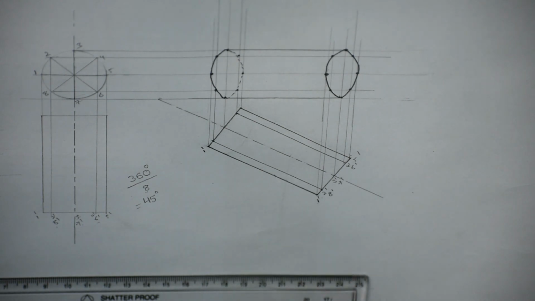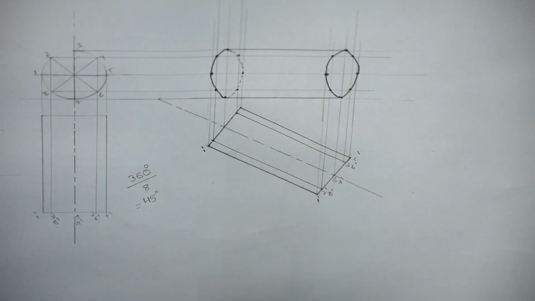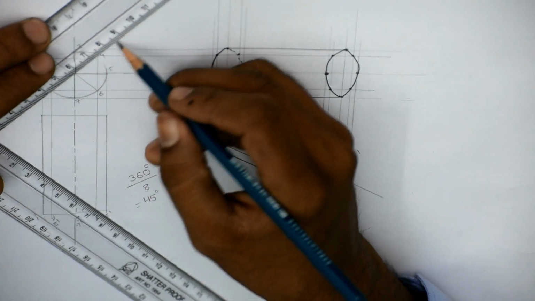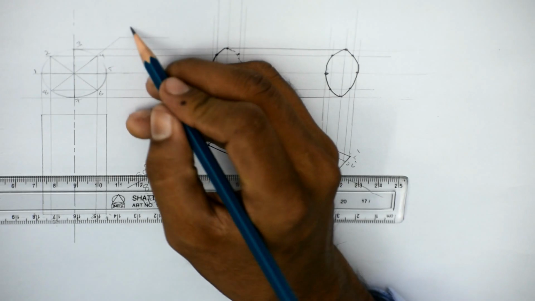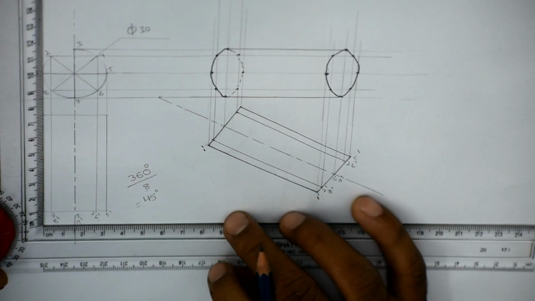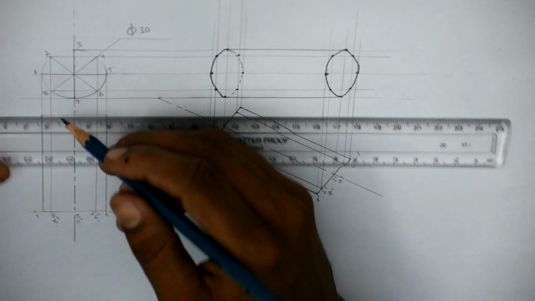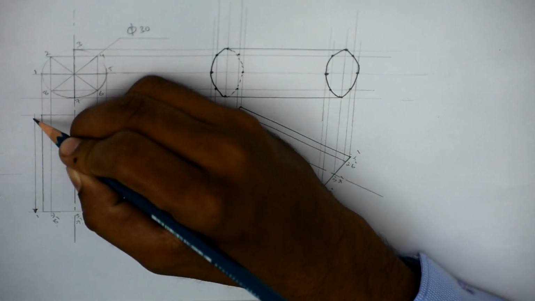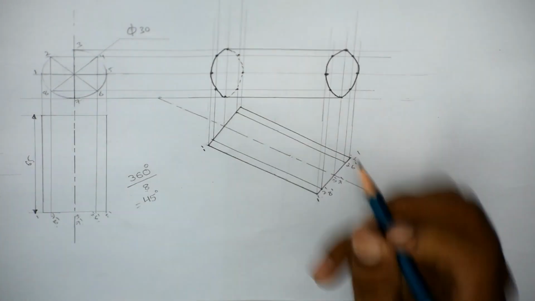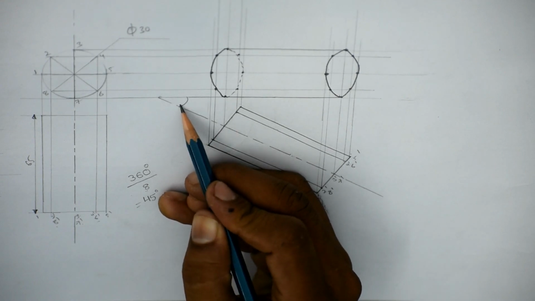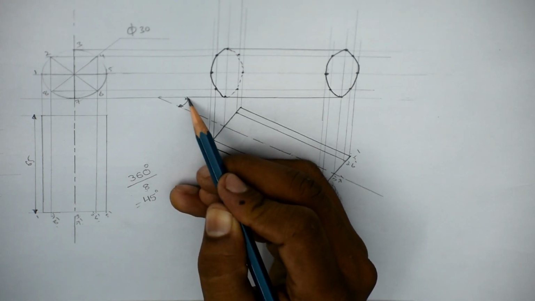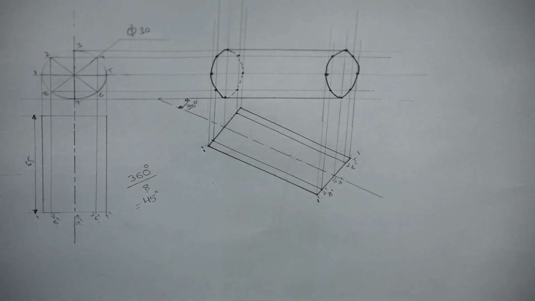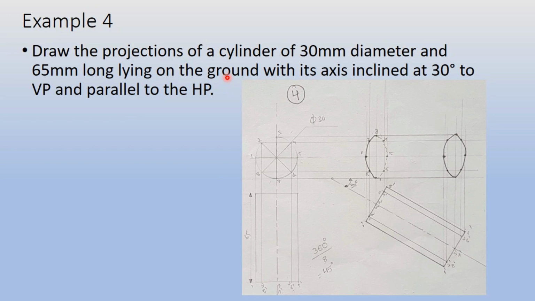And I need to dimension this figure. So I'll first dimension this circular portion, which is diameter 30, and the axis height as 65. Also, this angle is given, so it becomes very important to mark this angle 30 degrees. This is the final solution of your fourth question. When the axis is inclined to the vertical plane, you see this is the top view which is inclined.